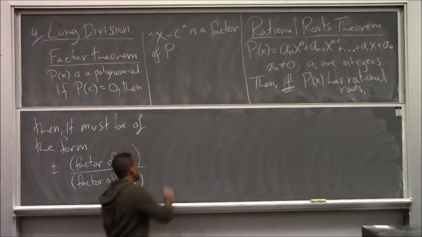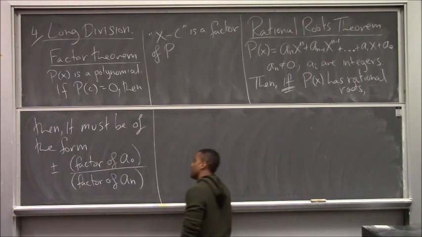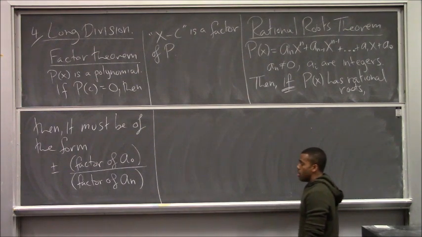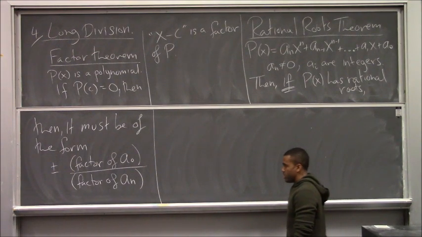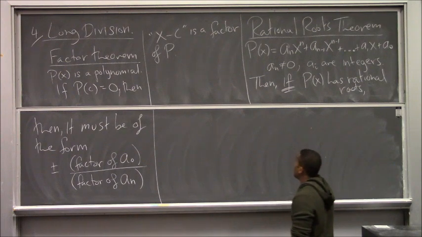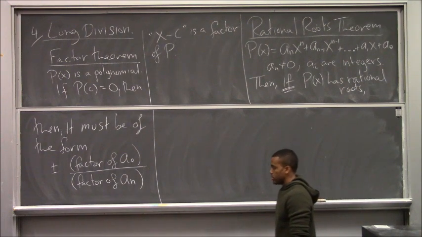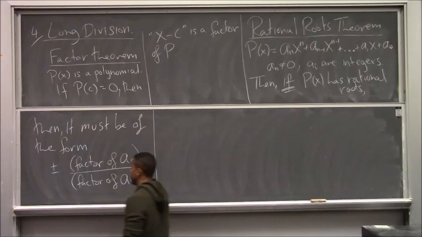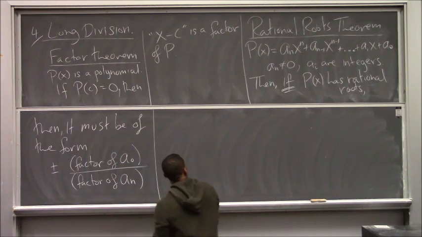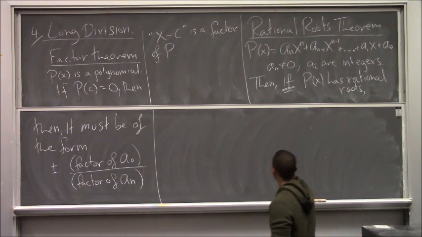If there's a rational root, it will have that form. If you try all such possibilities and they don't work, then it has no rational root. So there's a theorem. It's not that hard to prove, but we won't prove it. Let's actually put it to use.